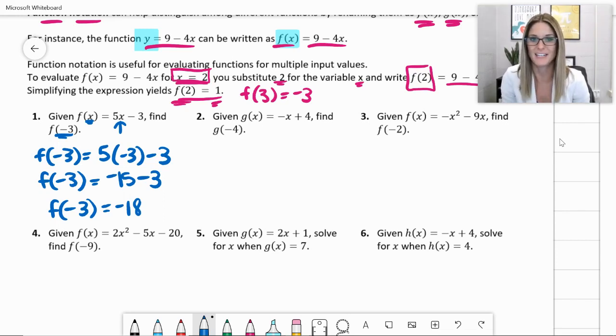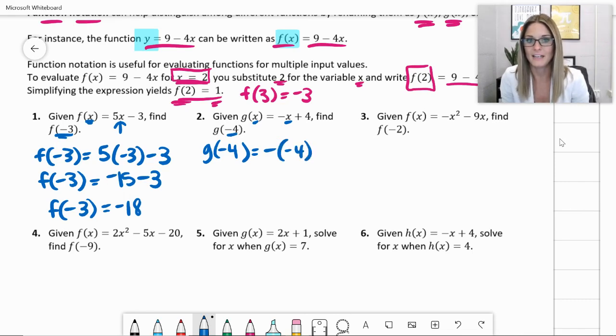g of x equals negative x plus 4. Find g of negative 4. g of negative 4, we're replacing x with negative 4 in the function. Be careful here, there's a negative in our function, and we're plugging in a negative. So now my function is going to look like positive 4 plus 4.